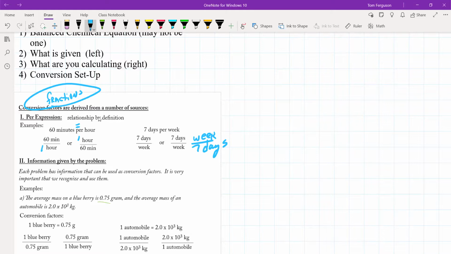I'm going to give you a big list. And the list is going to have a whole bunch of stuff on it. And you're going to have to go through the list and figure out what conversion factor makes sense for the problem.